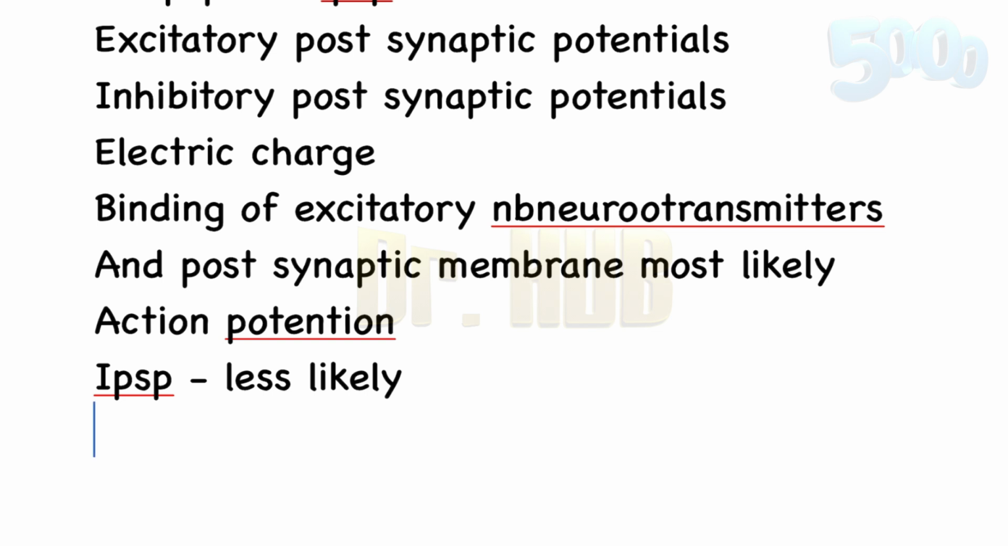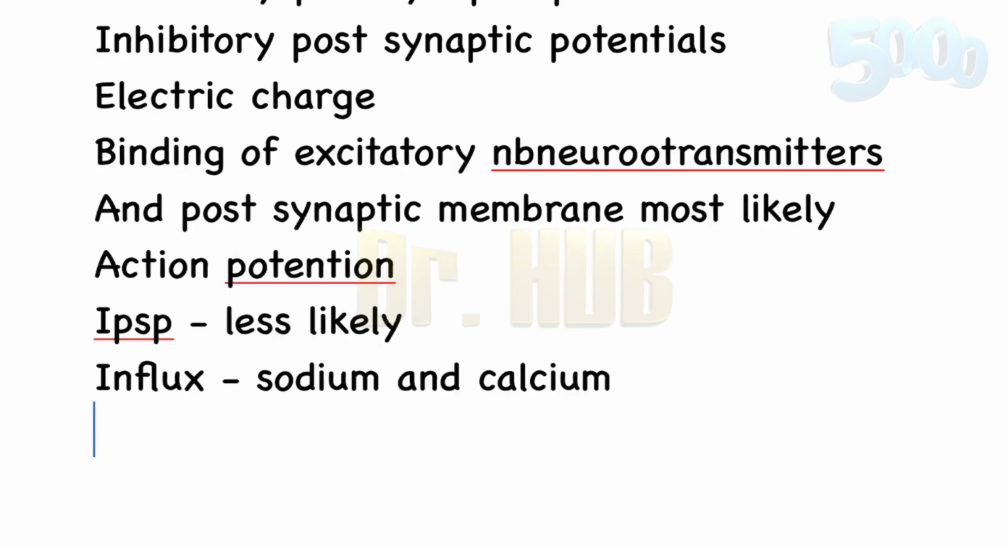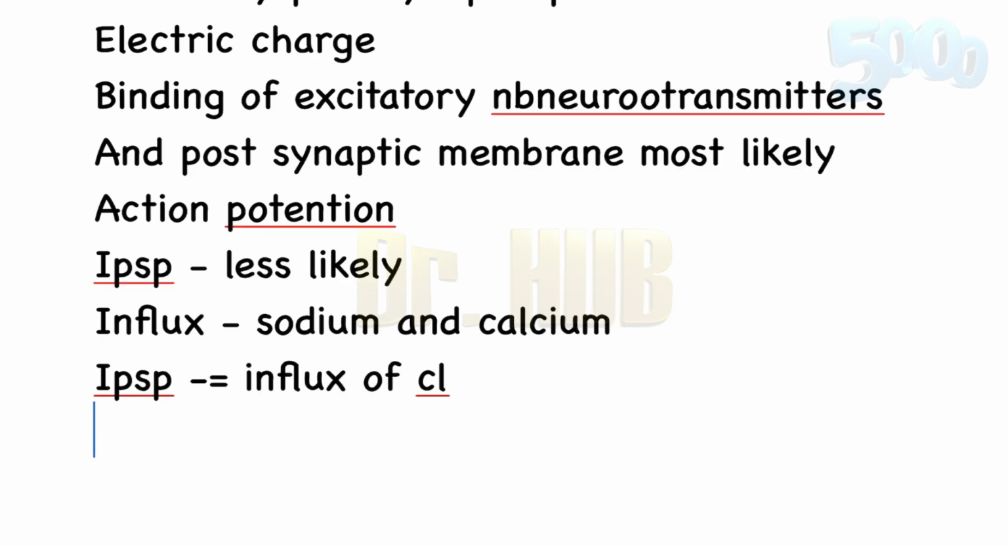So EPSP is caused by the influx of the sodium as well as the calcium. Whereas in case of IPSP, it is the influx of the chloride ions mainly, and also the efflux of the potassium.